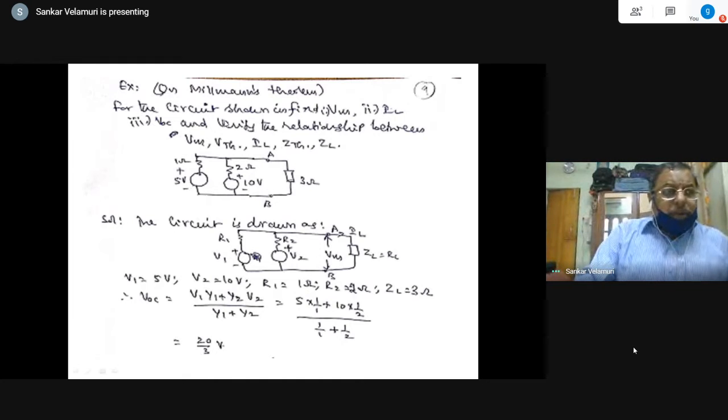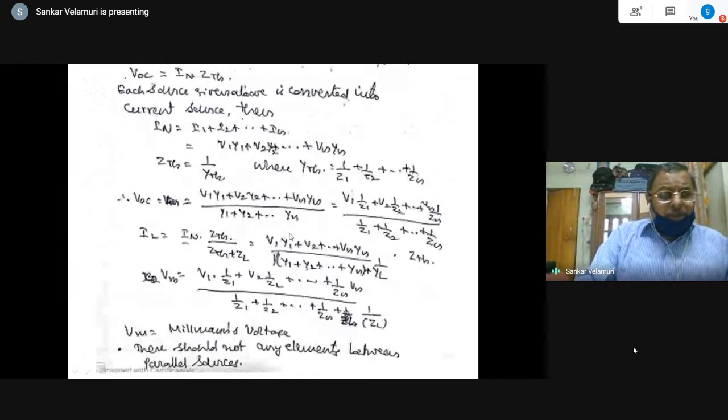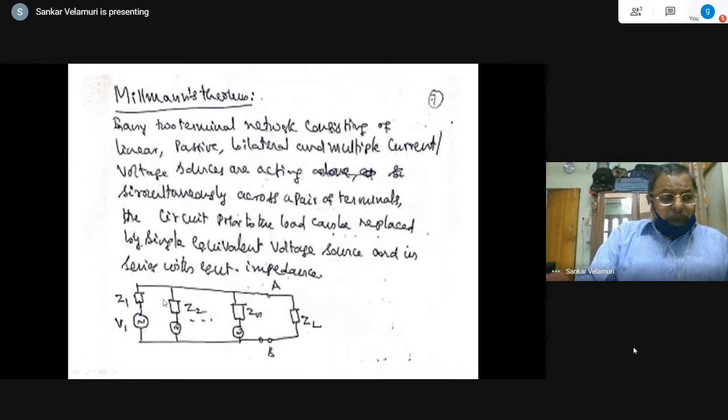So from Millman's theorem, I hope you have followed. Briefly I will mention, Millman's theorem essentially involves parallel connected components, where practical voltage sources are connected across the terminals A and B, and ZL is the load.